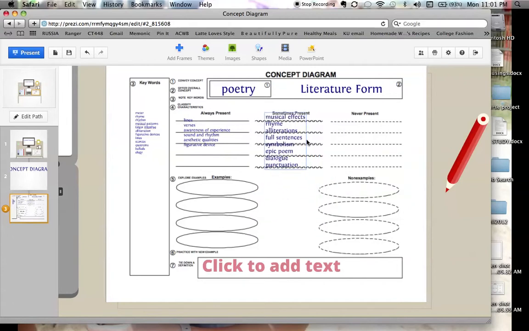Some things that are never present in poetry: prose, and prose is what poetry is not, so that one's a little obvious. We're not going to see any technical writing. I thought about putting biography or autobiography, but I think that poems can really be biographical or autobiographical, and so I think when you kind of go into some of those, it really does get tricky.